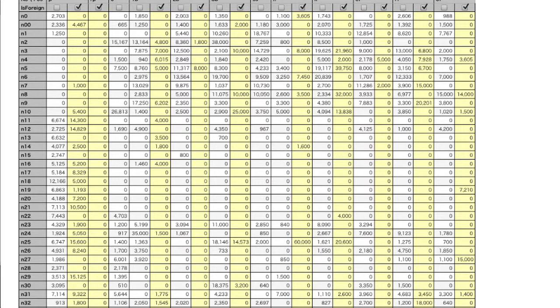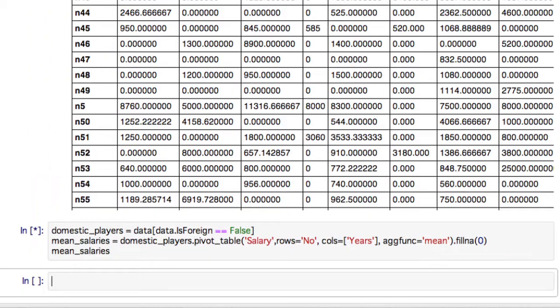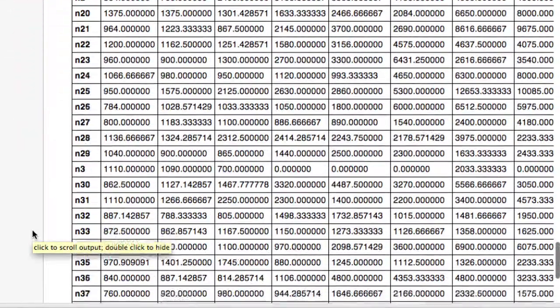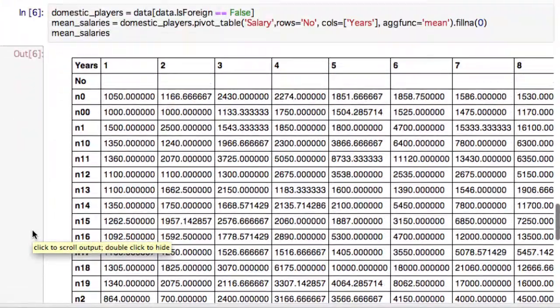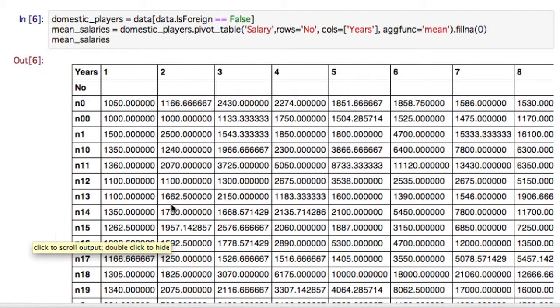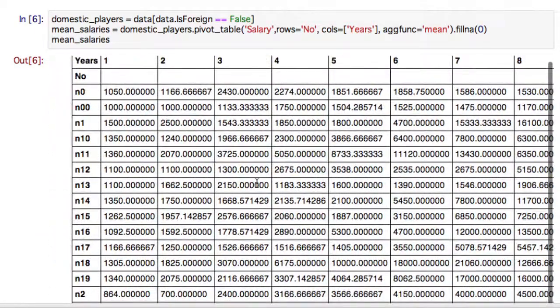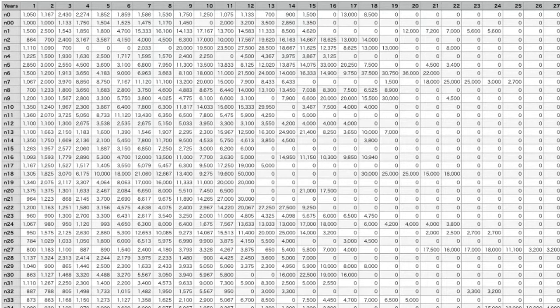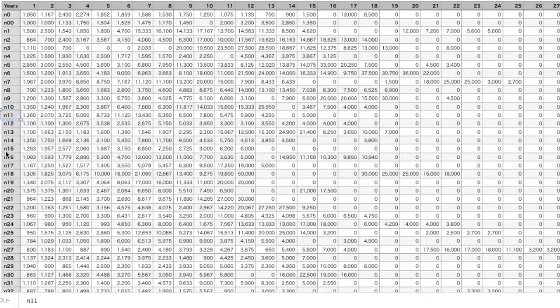Let's take a look at average salaries for number of years in the NPB. And once again, this is a little daunting to read, so let's take a look at it in Numbers. Okay, let's go back to the 11 to 22 range for jersey numbers.